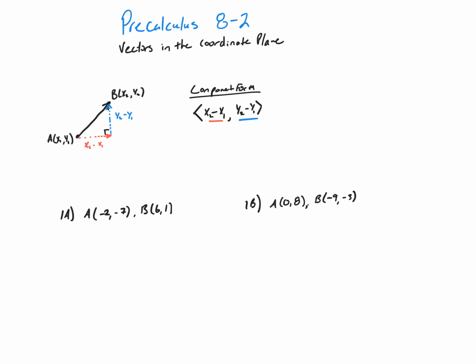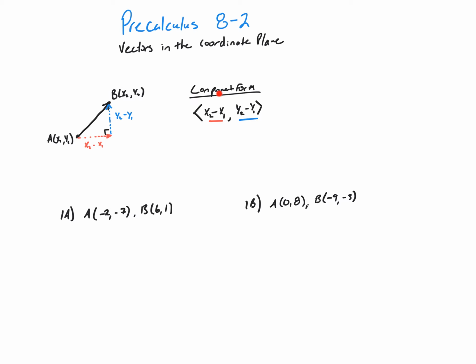What is up, Precalculus? This is section 8.2, which is talking about vectors in the coordinate plane. You already know what a vector is. It has a direction and a magnitude to it. And so a vector like this, if you put it in the coordinate plane, if it starts at the point x1, y1 and ends at the point x2, y2, then this horizontal distance it travels is going to be x2 minus x1. And the vertical distance it travels is y2 minus y1, so this length here.